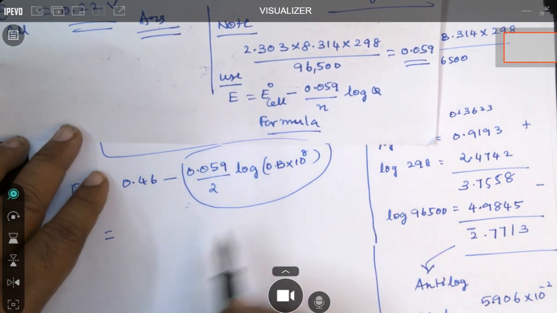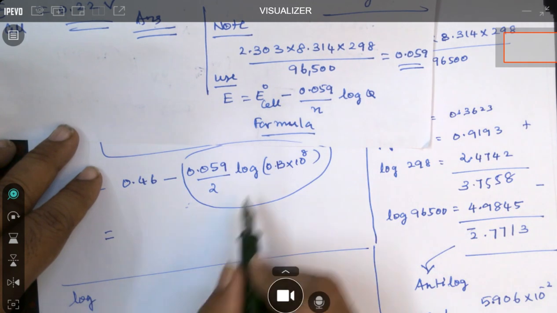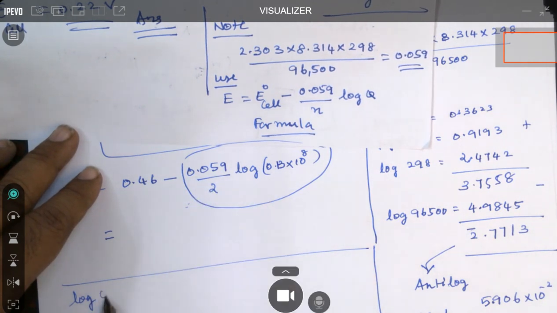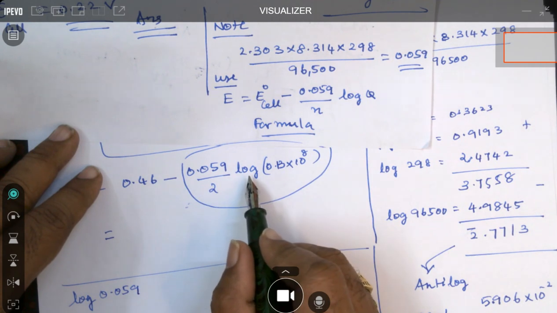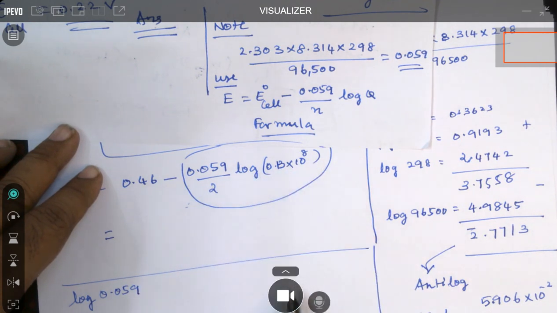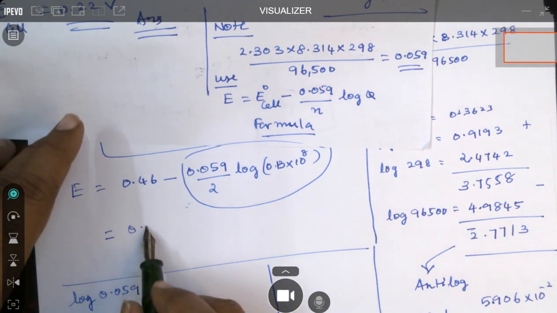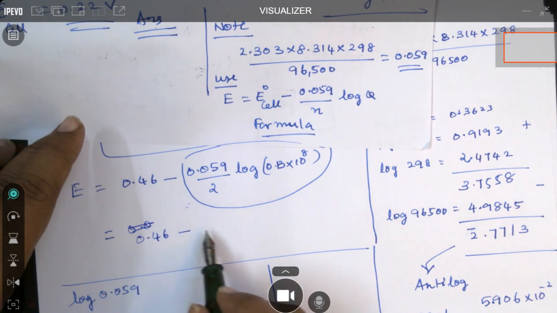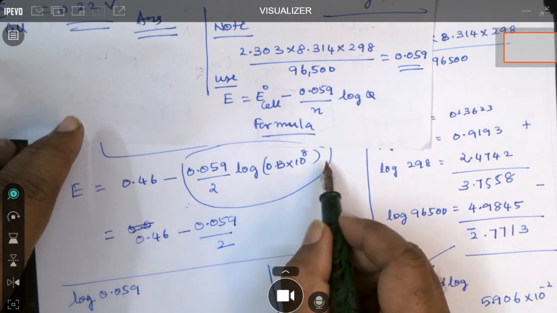Focus on this. Okay, so log, what is the numerator here? That is 0.059. And then you have to find out the log of this much. That is done separately. So 0.46 minus 0.059 divided by 2. Put the value first.